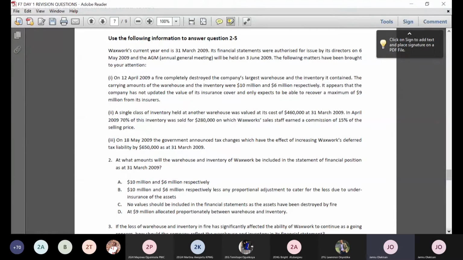Please, for those in Ivy League, if you check your handout, you have the full list of adjusting and non-adjusting events there, copied directly from the standards, directly from IAS 10. The full list of adjusting, the full list of non-adjusting, they are all there in the handout. Besides, I've mentioned that today. The correct answer is A. The correct answer is A. The correct answer is what? A.